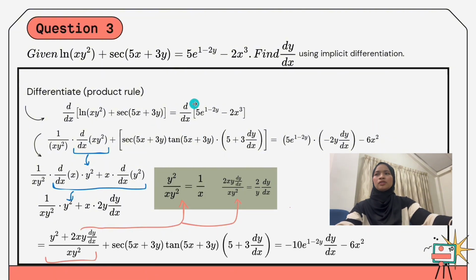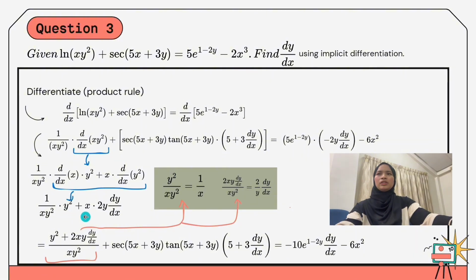For this ln of x y squared, we'll use the chain rule. It will result in this. Then we will apply the product rule to x y squared so that the result will become like this. By solving this, we will get y squared plus x times 2y dy over dx. And after solving all of this, we will get this. This is the final answer to the differentiation of ln of x y squared.